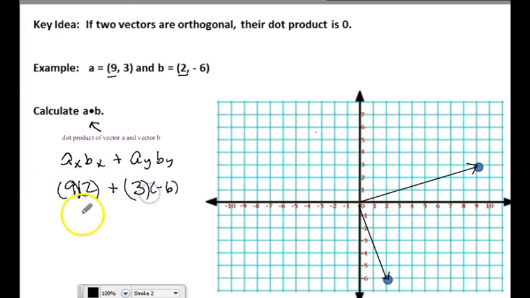When I multiply them, this gets me 18, this gets me negative 18, and when I add them, I get 0. So yes, the vectors look like they're perpendicular. And in this case, we're using the word orthogonal. Their dot product is 0, so that means they are definitely orthogonal. So that's it. The test is, if the vectors are orthogonal, their dot product is 0. That's all you need to do.